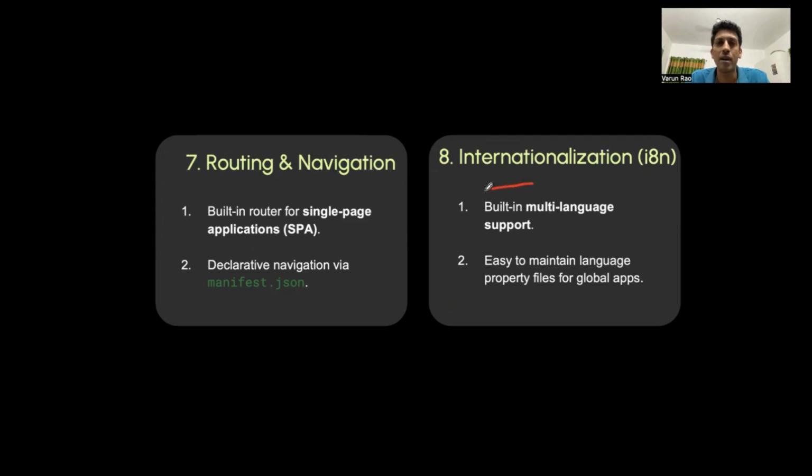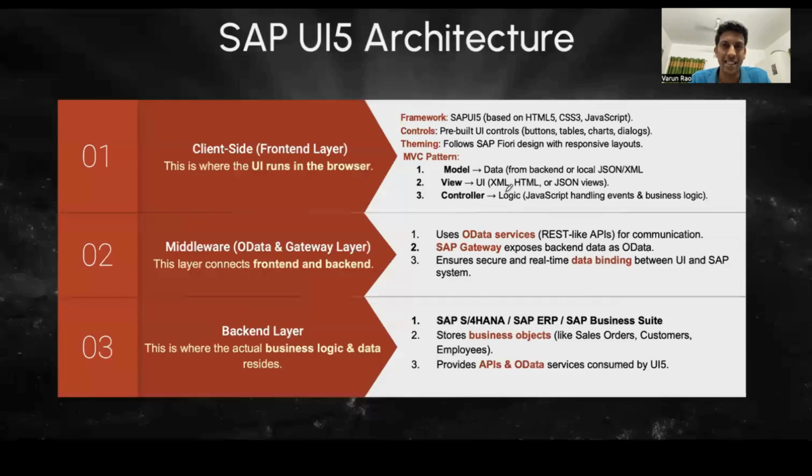Then you have internationalization. You can also use multiple languages. Let us say your customer is based out of Germany, then it's not very difficult for them to change the language into German with the help of i18n, internationalization. They all are the same. And it's pretty easy to maintain language property files. You just have to write the conversion text, and it'll take care of the rest.